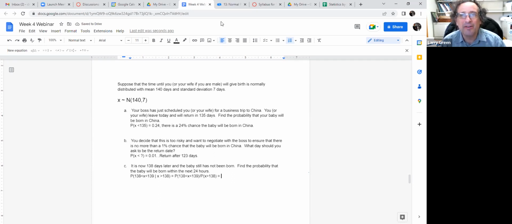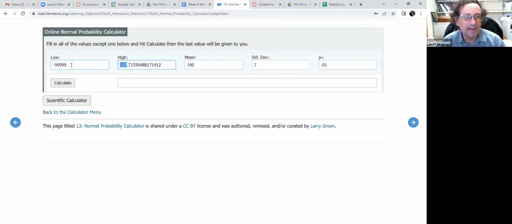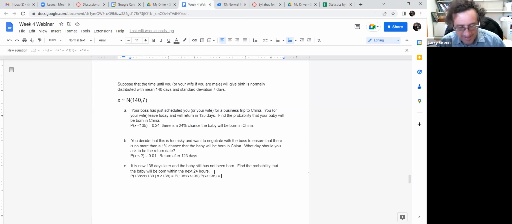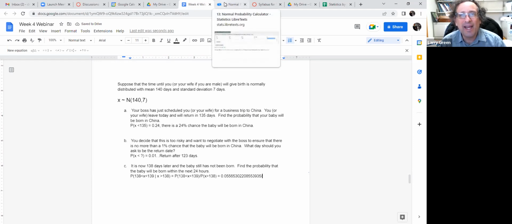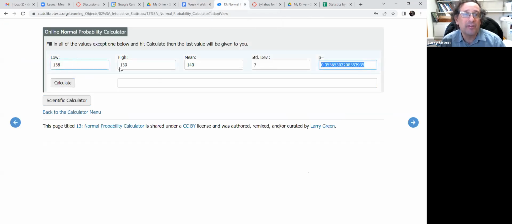So 138 to 139, go back to the calculator and we just plug them in. 138, 139. We don't know the probability. And there we go. That is this messy thing. I'll just copy paste it. I love copying and pasting. So easy. Okay. And then the probability that we're greater than 138, well, that starts at 138.